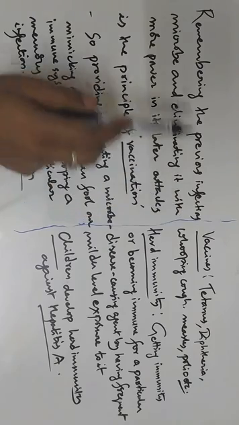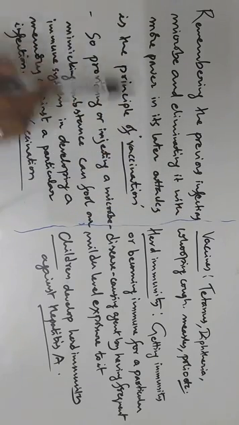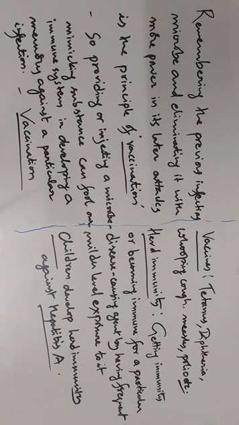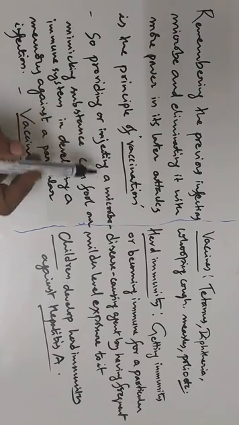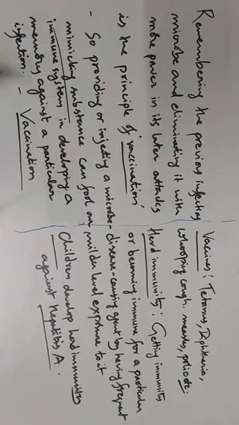Remembering the previous infectious microbe and eliminating it with more power in its later attacks is the principle of vaccination, which is the specific way of prevention. So the specific way of prevention of diseases is vaccination. So providing or injecting a microbe-mimicking substance means the substance you are injecting, its role is mimicking the microbe.